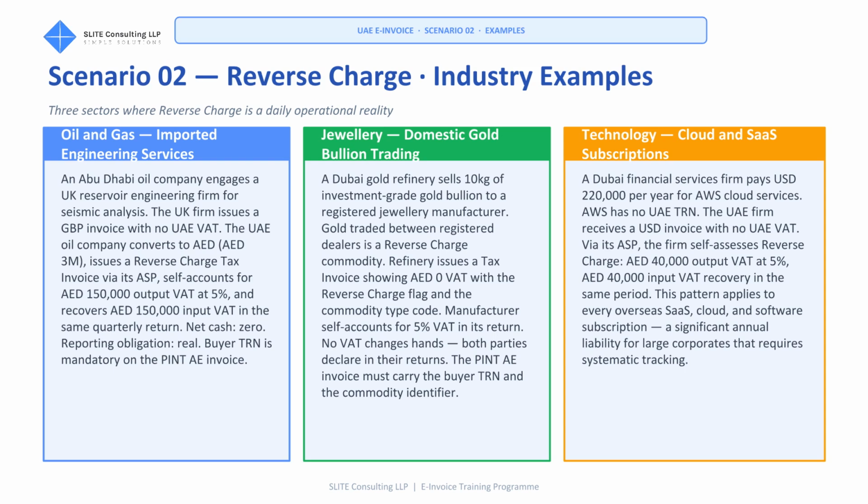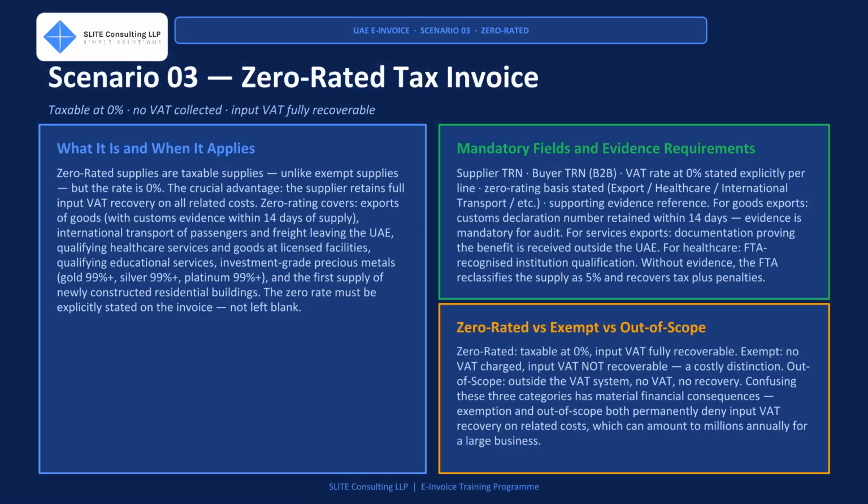On to zero-rated supplies. Scenario 3 is zero-rated, taxable at 0%, but crucially with full input VAT recovery on related costs. That makes it sharply different from exempt, which we will come back to in a moment.